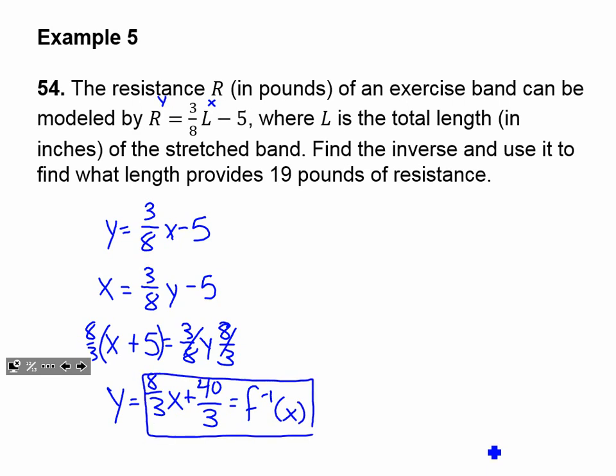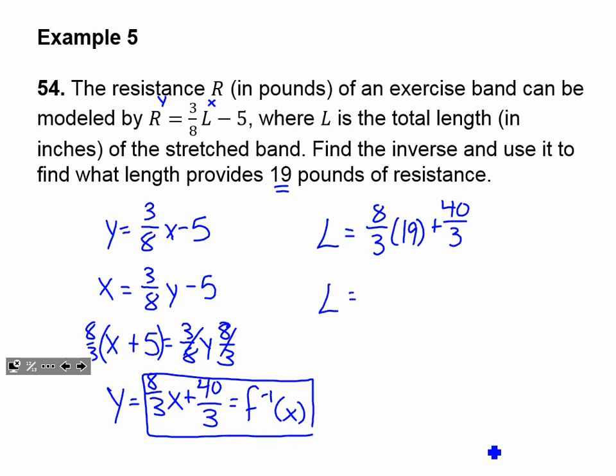Okay, so that original function used to accept an input of length, and it would give us an output of resistance. Well, now, this new function we made takes resistance as an input, and then it will output the length as an output. So it's working in reverse. All right, so find the inverse and use it to find what length L is going to equal for an input of 19 as far as resistance is concerned.